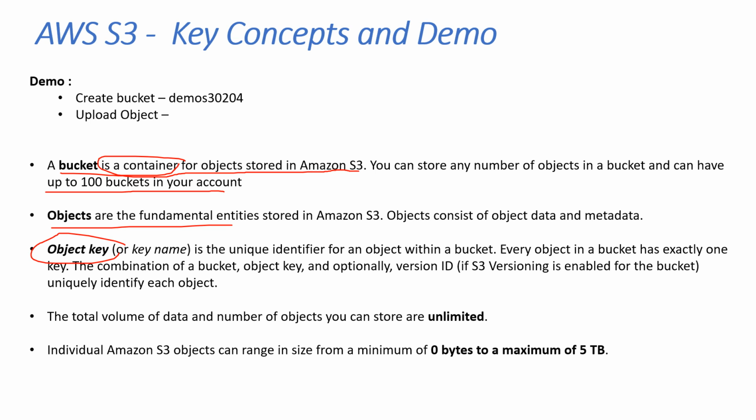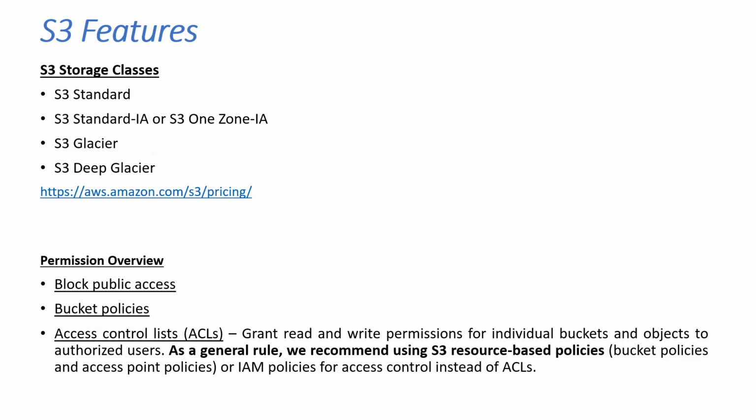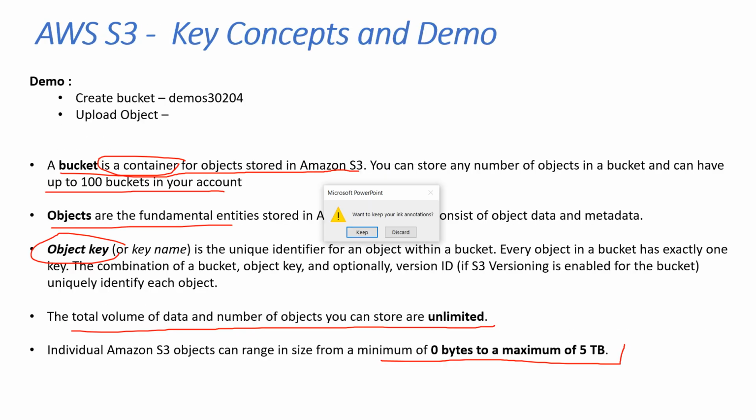What AWS says is that you can virtually store an unlimited amount of data on S3, and an S3 object can vary from 0 to 5 TB. But if you have objects larger than 100 MB, you should use a multi-part upload. Basically, it breaks down the file into multiple parts so that it's faster. Okay, let me now go to the demo.